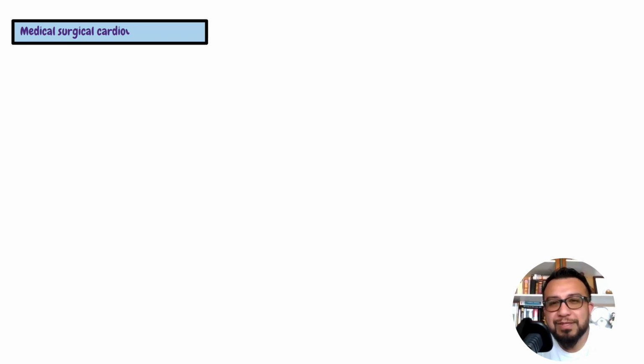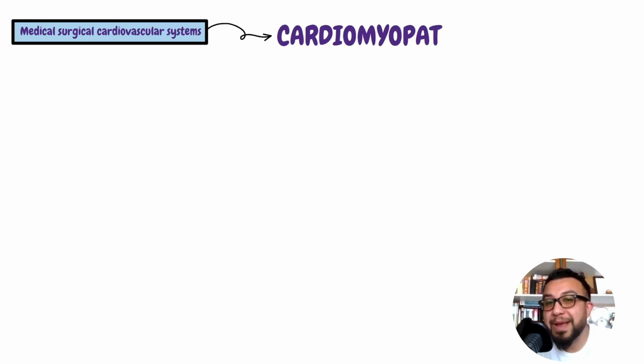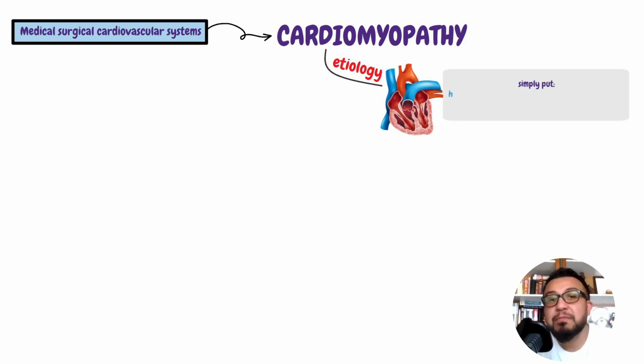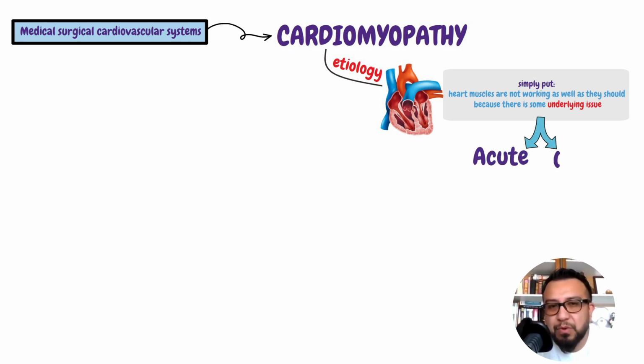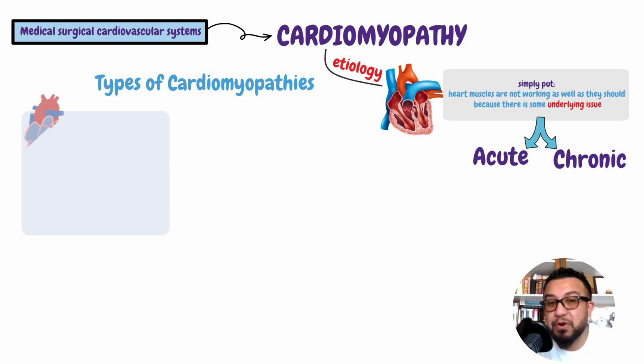Medical surgical cardiovascular systems. Now we're moving on to cardiomyopathy. The etiology of cardiomyopathy is simply that the heart muscles are not working as well as they should because there's some underlying issue. This can be an acute or chronic abnormal condition of heart function, and there are three basic types of cardiomyopathy.